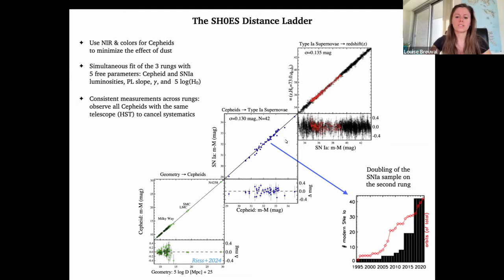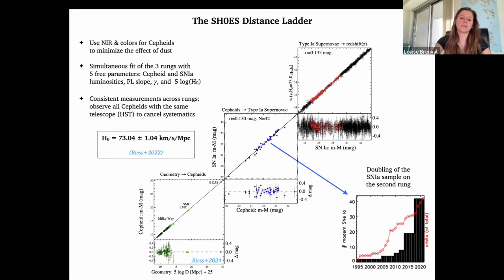And the same work has been done for supernovae on the second and third rung by the Pantheon Plus team to standardize and really use a consistent way of using these objects. So using this distance ladder, we have obtained a value for the Hubble constant. This is 73.04 plus minus 1.04.